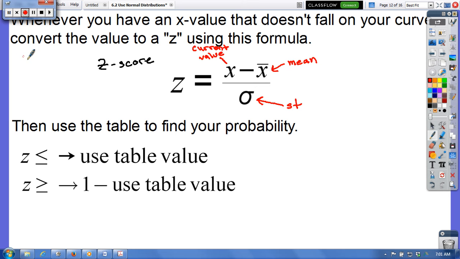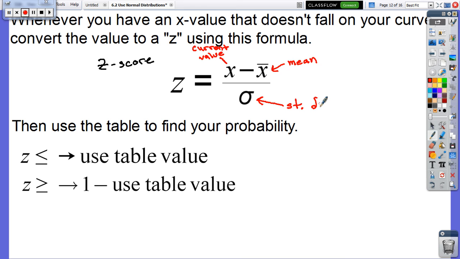And anyway, okay, so yeah, this is standard deviation is what this is. All right, so if you have these three things, you can figure out your z value. Once you have that z value, we're going to use this table, all right? And we'll look at how to use the table in a minute. Actually, let's look at that first, okay?